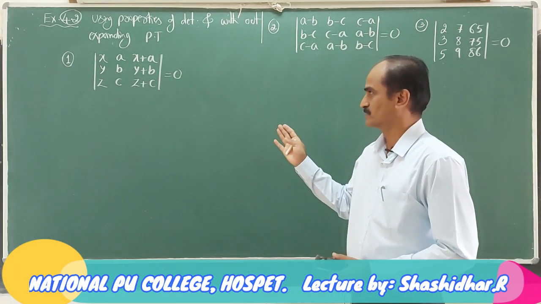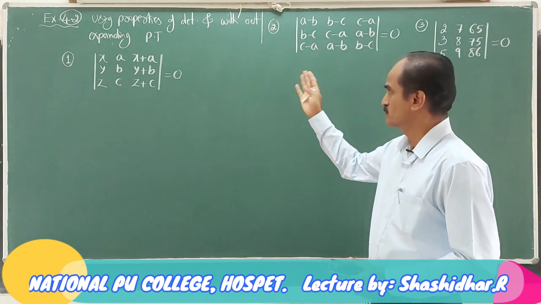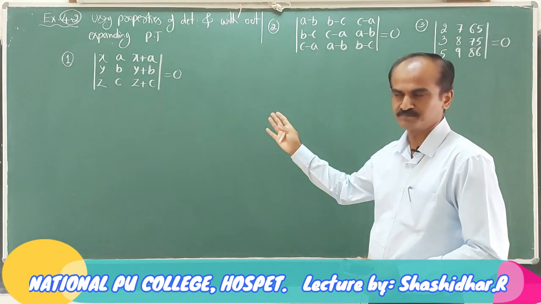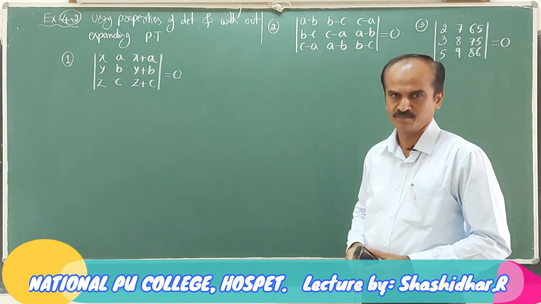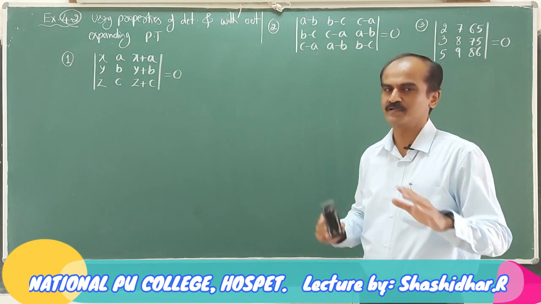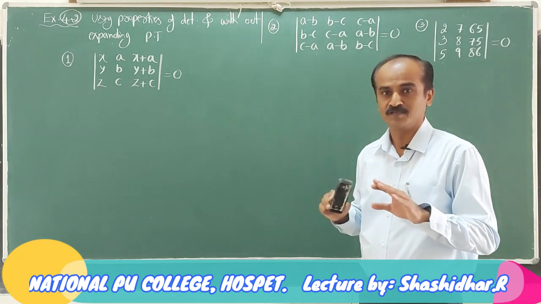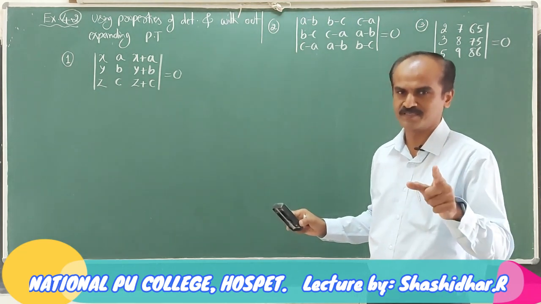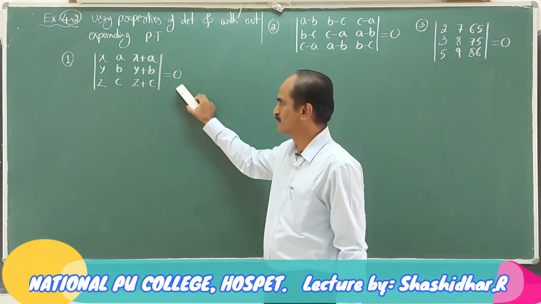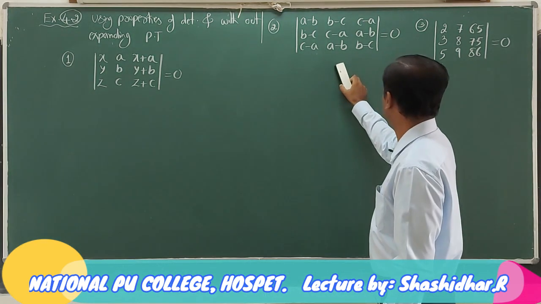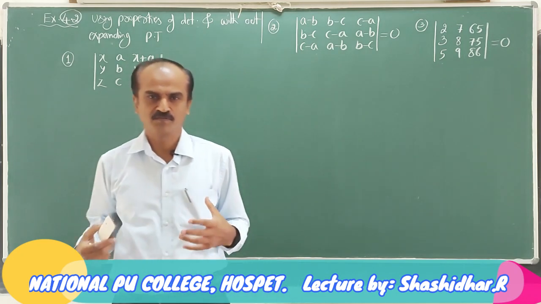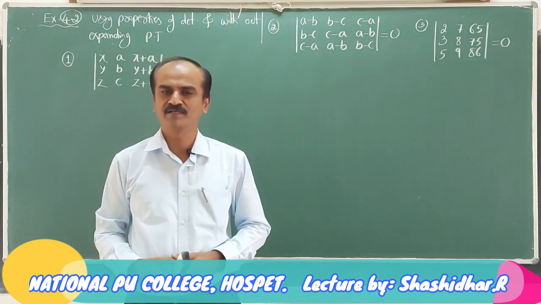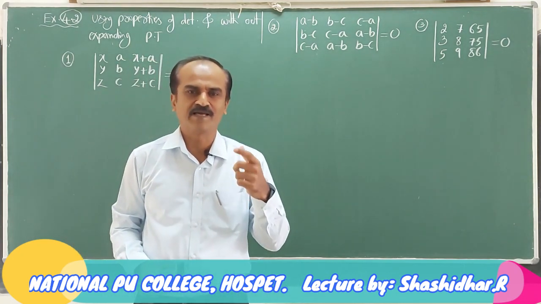In the first question, they have given: using properties of determinants and without expanding. We know how to expand the determinant, but they are insisting we not expand it, and still show that the determinant value is 0. This is also 0, the third one is also 0. Let us go back to when the determinant value will be equal to 0.